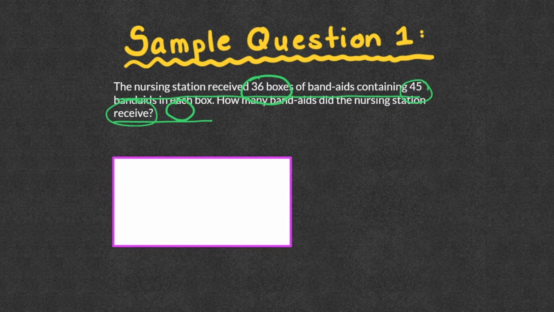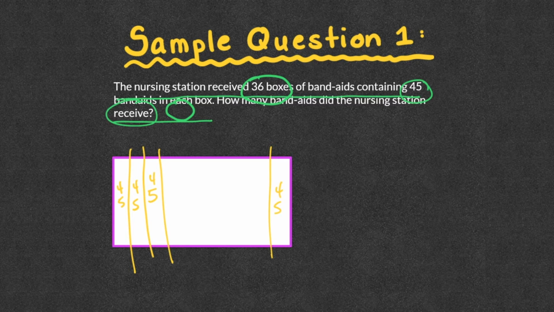I know that the first box has 45 Band-Aids. The second box is going to have 45 Band-Aids. The third box is going to have 45 Band-Aids. All the way to the last box is going to have 45 Band-Aids in it. So that means I have 36 groups of 45. Now, instead of adding 45 together 36 times, which would take forever, we get the idea that it's repeated addition, which is multiplication.